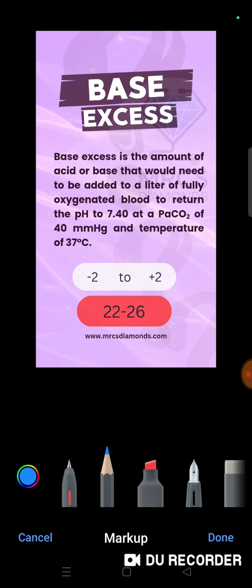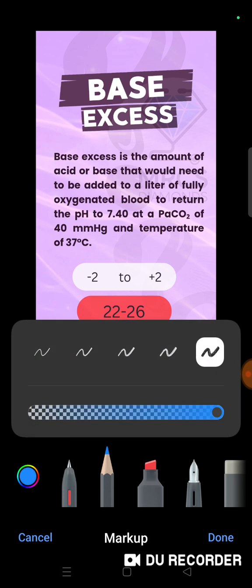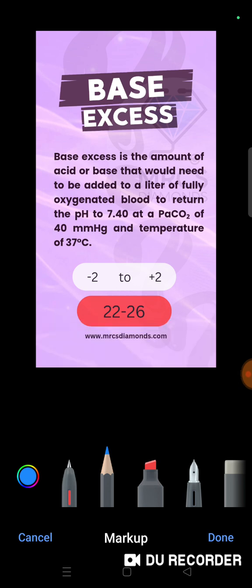By definition, base excess is the amount of acid or base that would need to be added to a liter of fully oxygenated blood to return the pH to 7.4 at a CO2 of 40 millimeters of mercury and a temperature of 37. And its normal range is from -2 to +2.